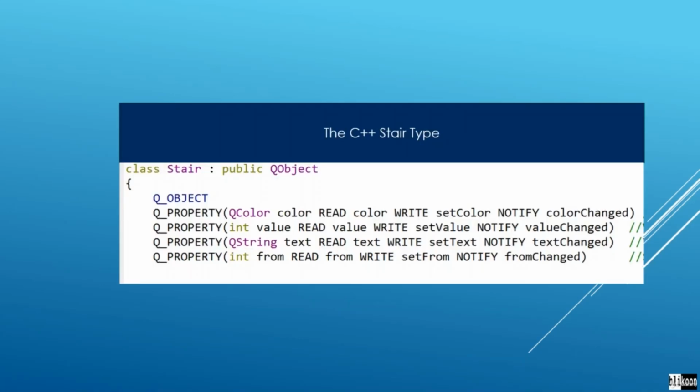We're going to create another class which is going to represent our stair, and it's going to expose the properties that we want to use in QML. We're going to have a color property for the color of the stair, the value, the text that we want to show inside, and the starting position, which is the from property in here. It's going to be an integer.